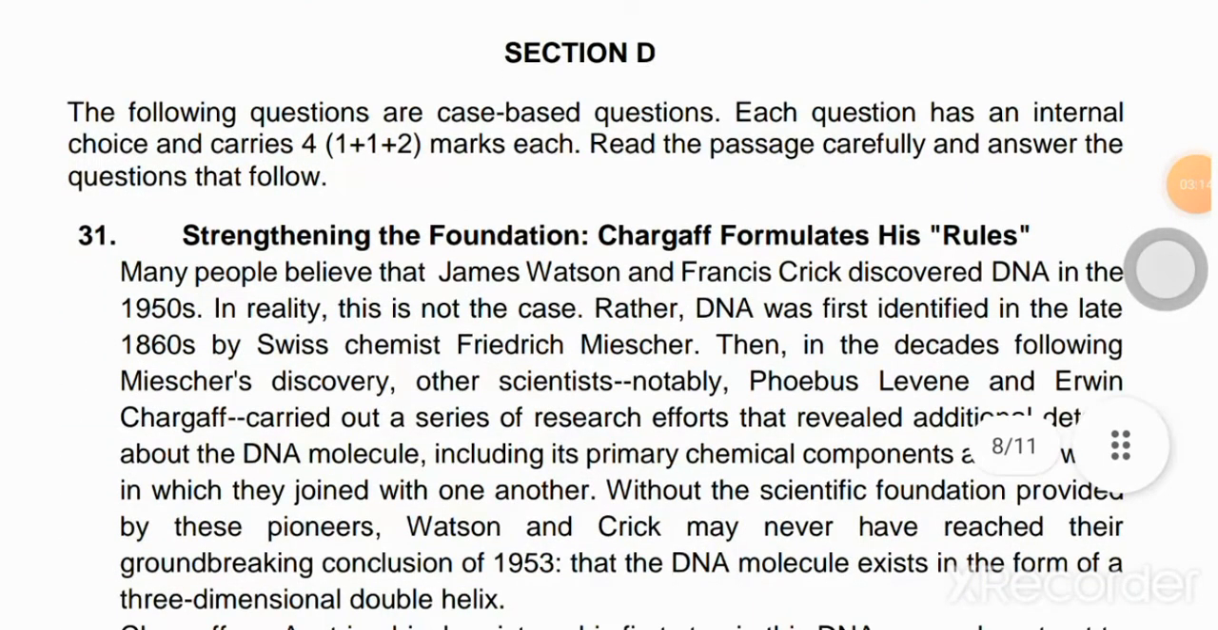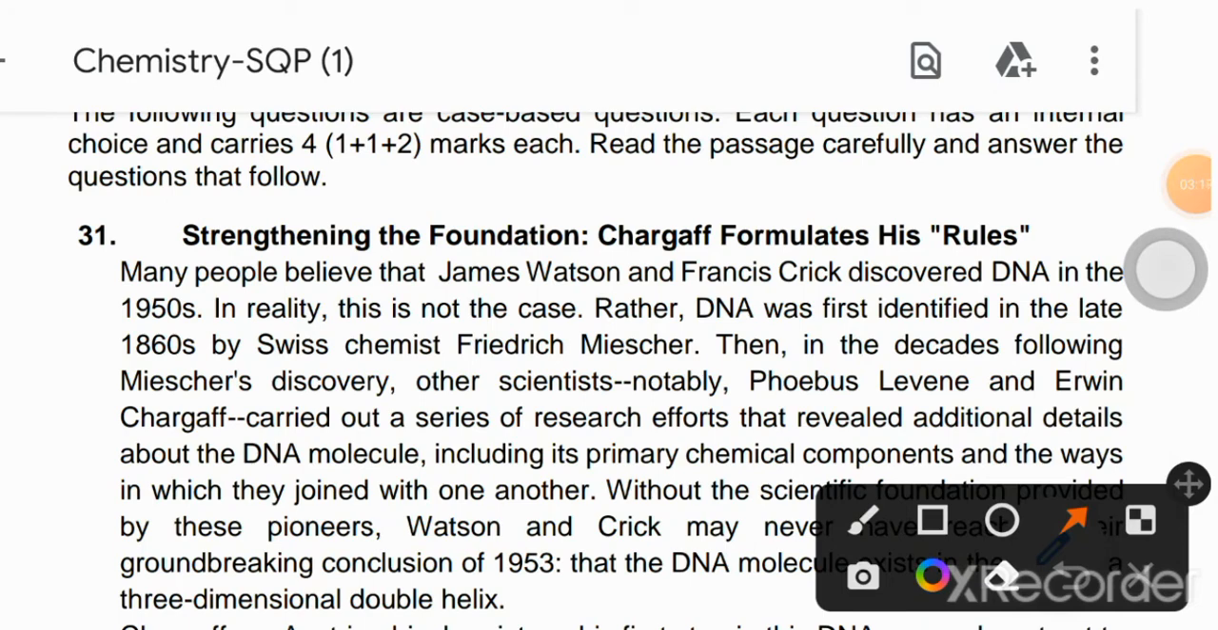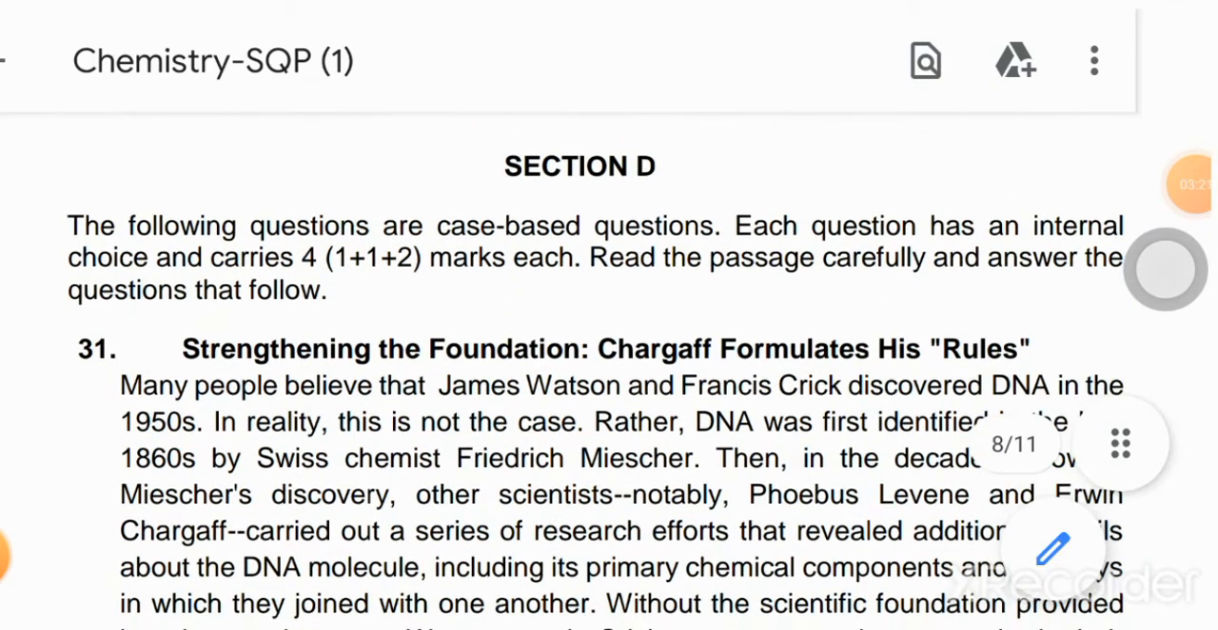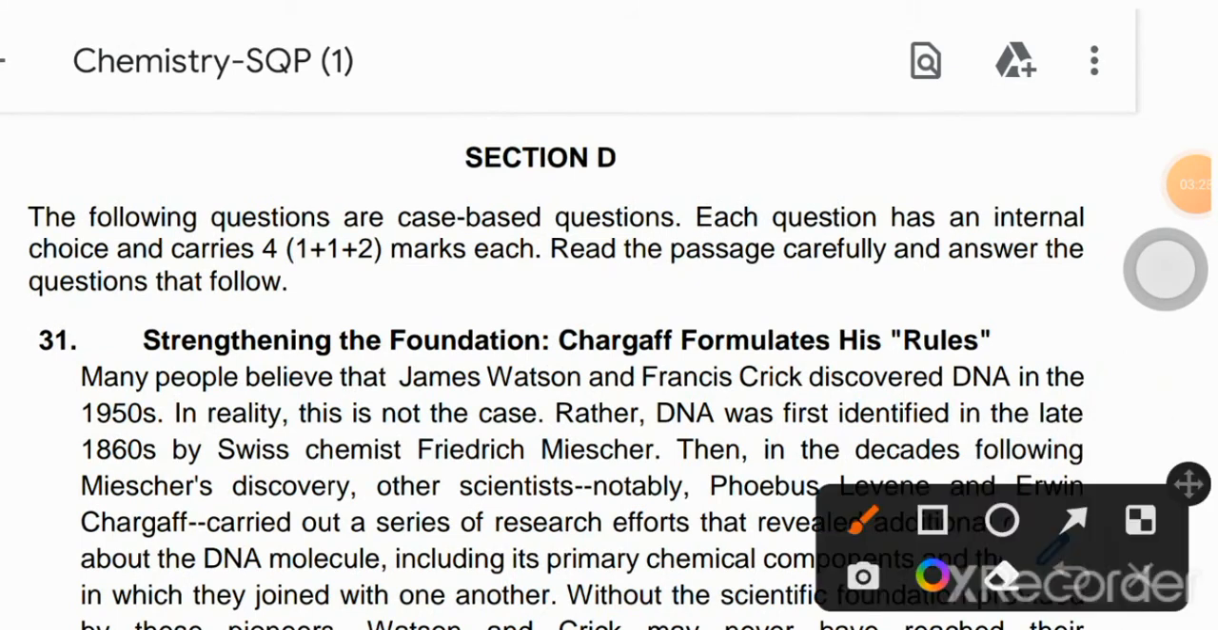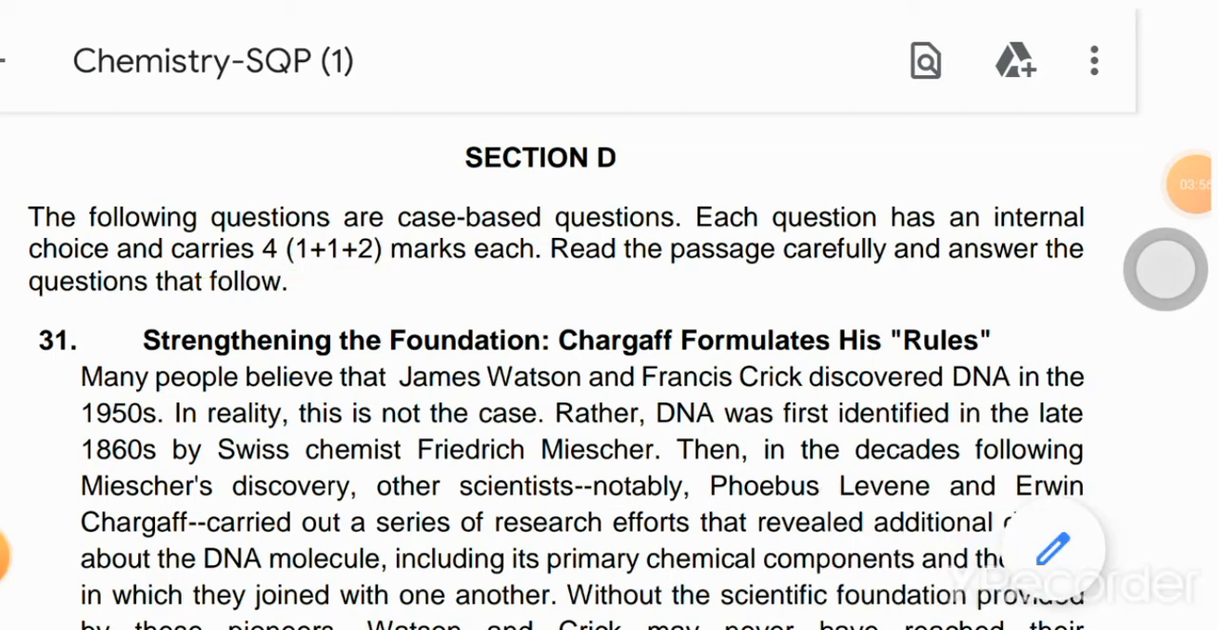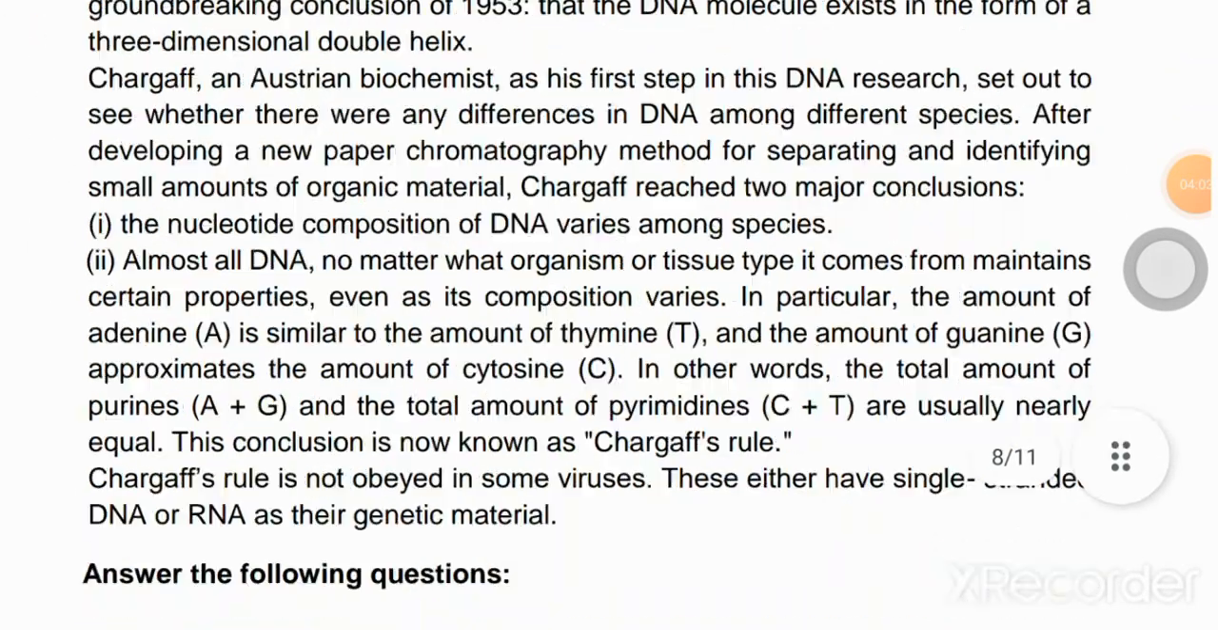Next, Section D, which has a total of 2 case based questions, each one carrying 4 marks. These 4 marks are subdivided into 1 plus 1 plus 2. In each case based question they have asked 3 questions. The third question carries 2 marks, and the first and second questions carry 1 mark each. For the third question, they have given an internal choice, the 2 mark question based on the case. That is in the case of Section D.